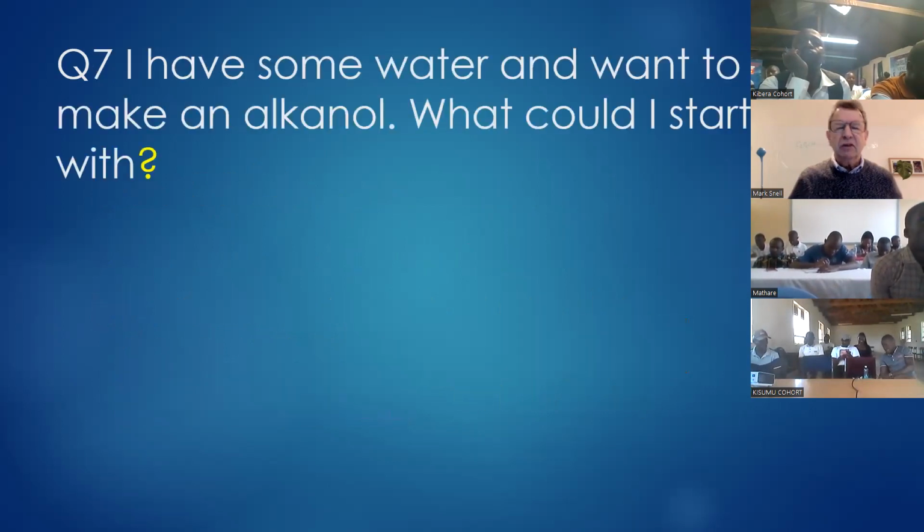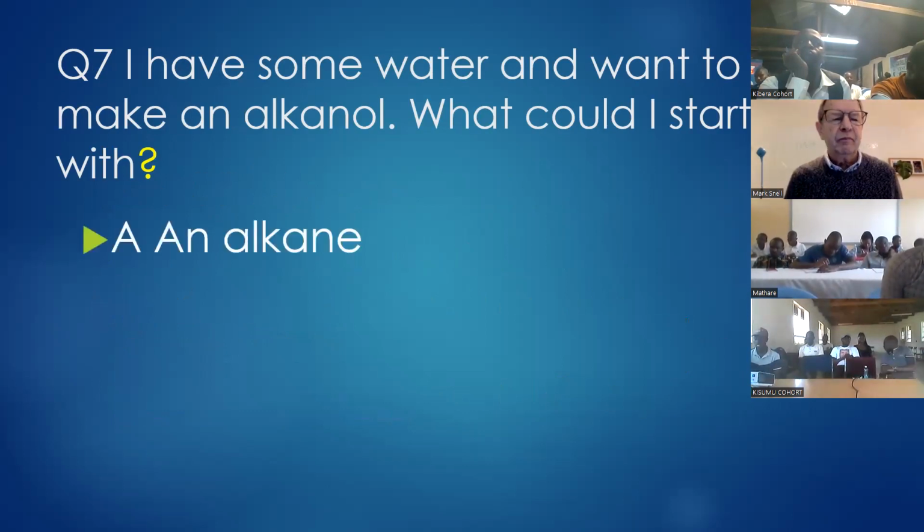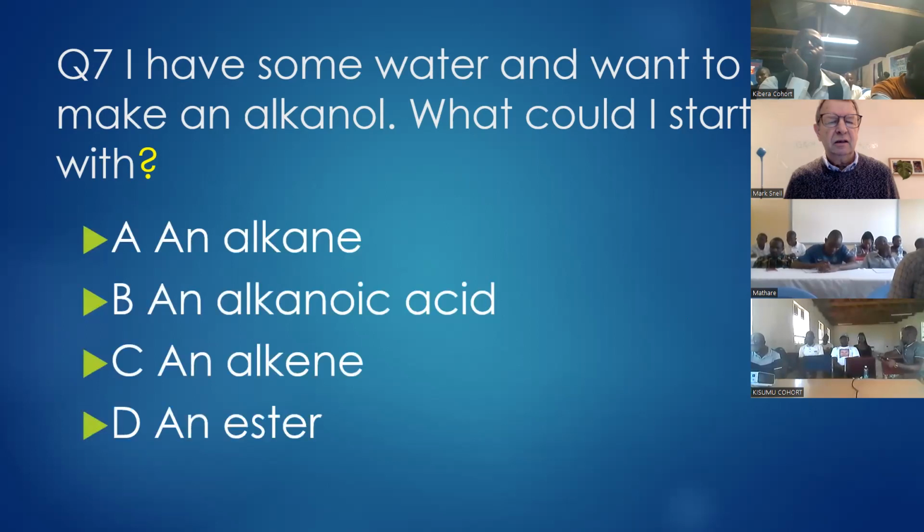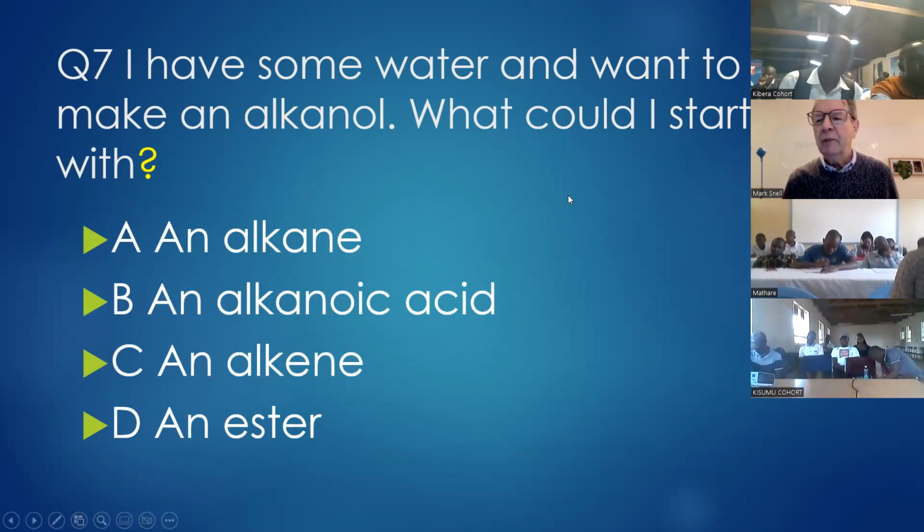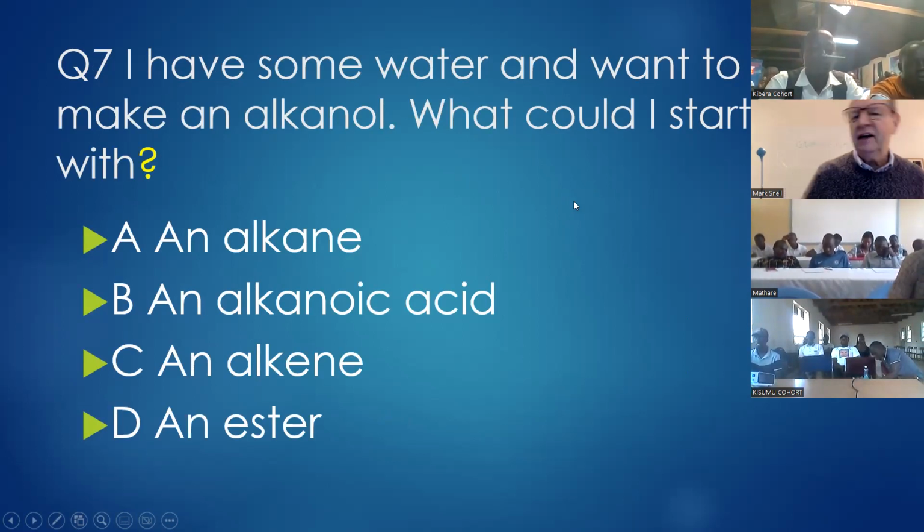Question 7. I've got some water and I want to make an alkanol. What could I start with? In other words, add water to which one of these and will I make an alkanol? Now, if you just added water to any one of these, nothing will happen. But we are going to assume that you are allowed a catalyst, a bit of heat, pressure, those sort of things. So what should I start with?